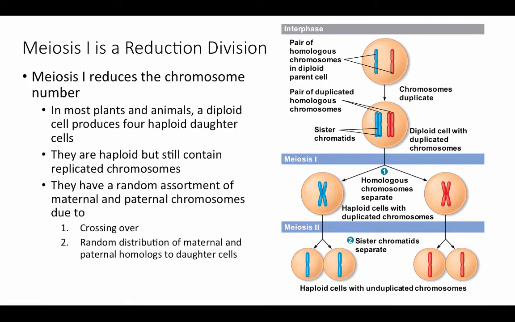So in addition, they have a random assortment of maternal and paternal chromosomes. And this is going to be due to a couple of different processes, crossing over, which we'll look at in more detail in a moment, and also the random distribution of maternal and paternal homologs to daughter cells. So what we're looking at now is just a single chromosome, but if we had more different chromosomes in the cell, the paternal ones and the maternal ones can distribute at random into these 2 cells at the end of meiosis 1. We'll talk a little bit more about that a little bit later in the lecture.